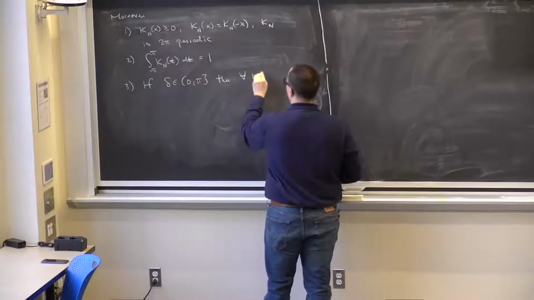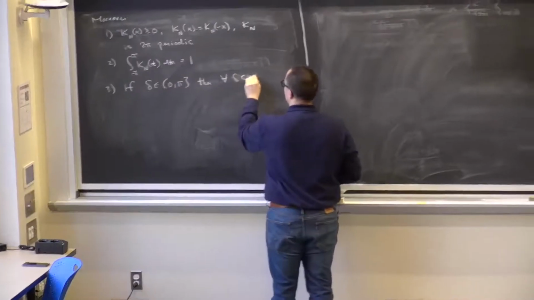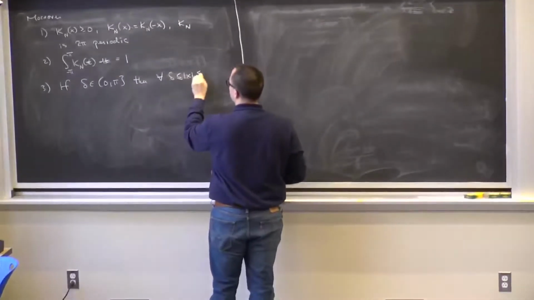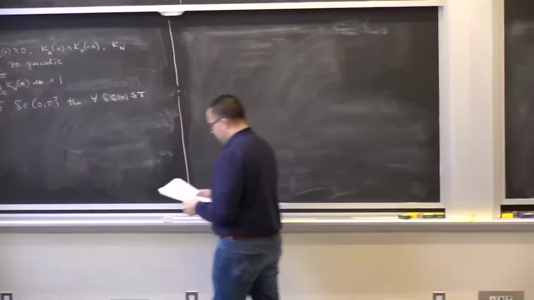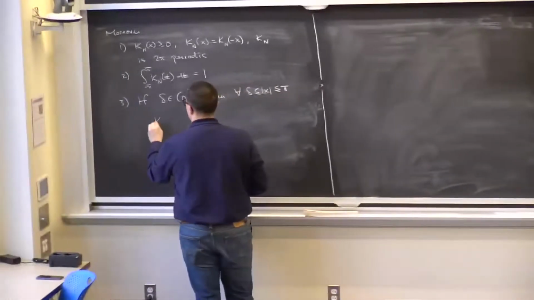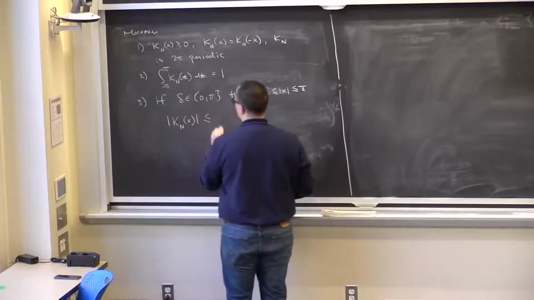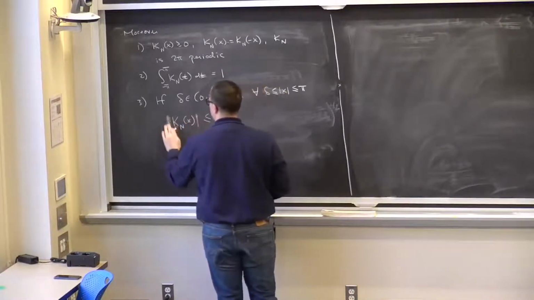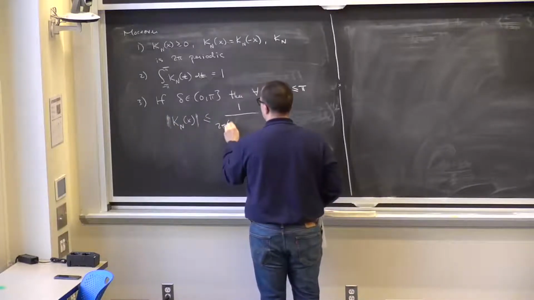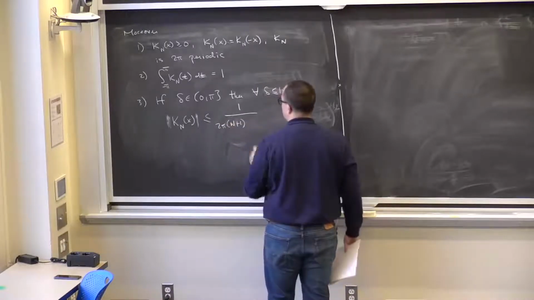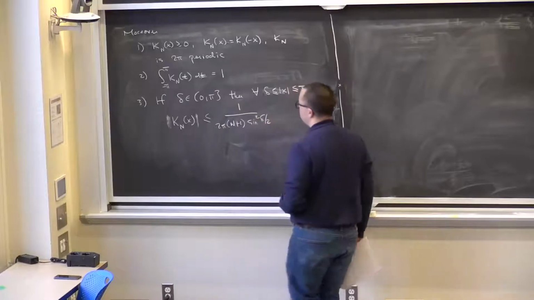for all x with absolute value bigger than or equal to delta and less than or equal to pi, we have that Kn of x, and I don't need the absolute values because it's non-negative, is less than or equal to 1 over 2 pi over n plus 1 times sine squared delta over 2. Okay?